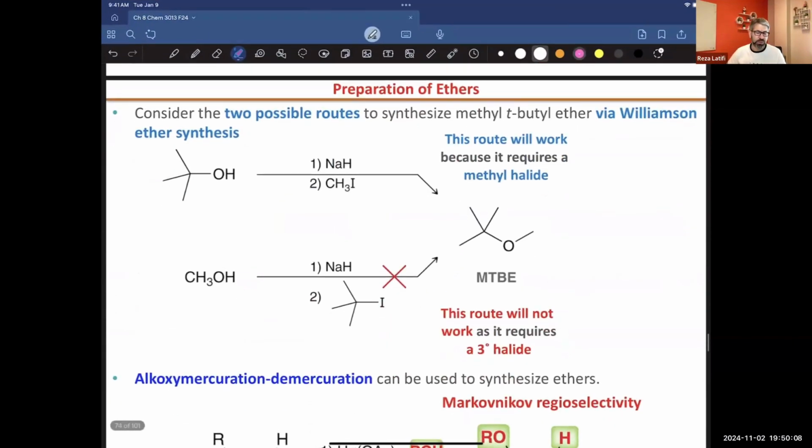Now that we reviewed some physical properties, we're going to switch to how to prepare those molecules. And the common method is the Williamson method. Technically, the first reaction is going to be an acid-base reaction, and the second one will be an SN2 reaction. So the second one will be SN2, and the top one will be the acid-base reaction.